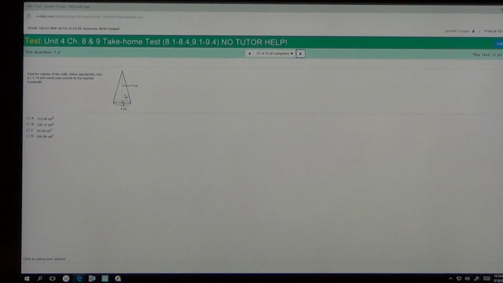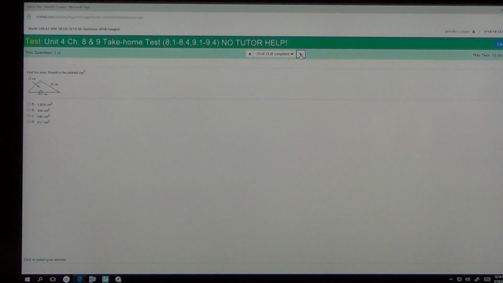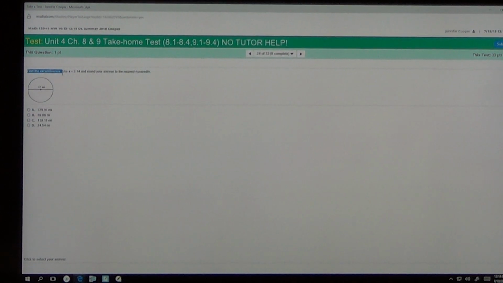This is the volume formula. We just did that one. Find the area. This is 1/2 base times height. They threw in a slanted line to see if it would help you. This one is just the circumference.